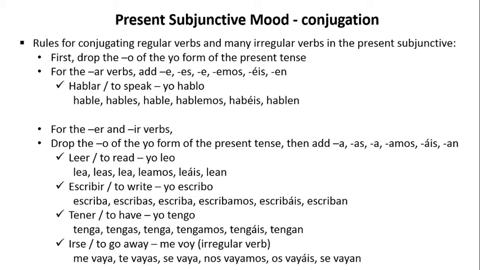Then we go to tener, to have. We start with yo tengo, apply the rules, and we get tenga, tengas, tenga, tengamos, tengáis, tengan. Now for something a bit different, we have the irregular verb irse, which is to go away. We start with me voy, but look at how the conjugation is a bit different. Me vaya, te vayas, se vaya, nos vayamos, os vayáis, se vayan.